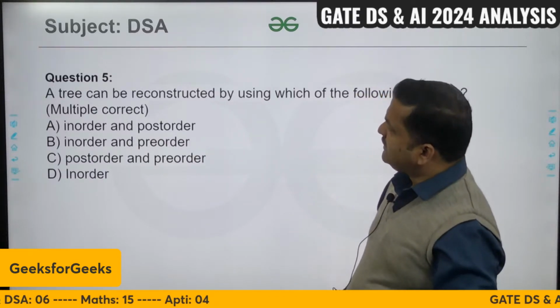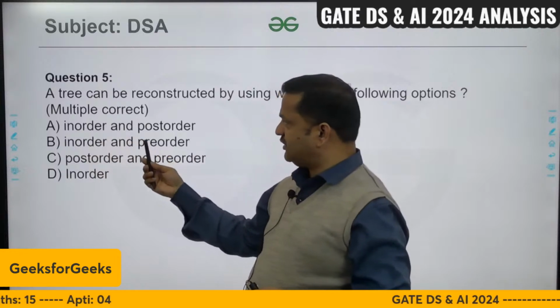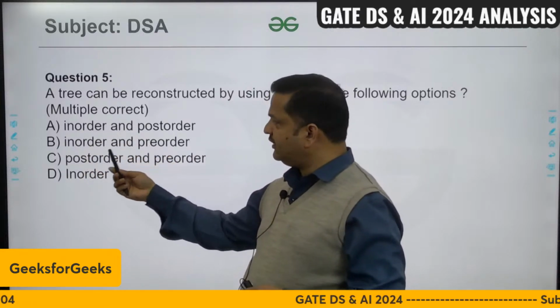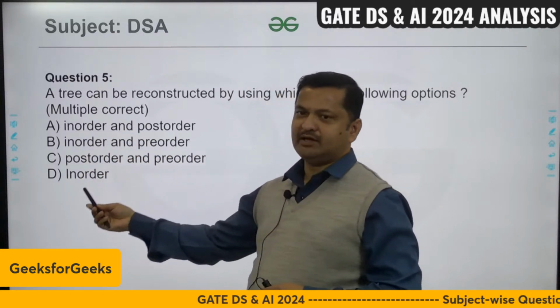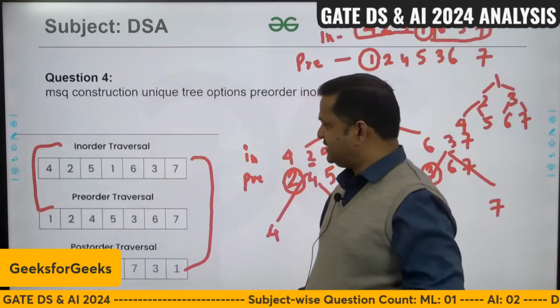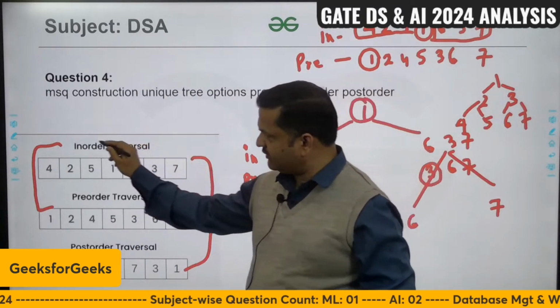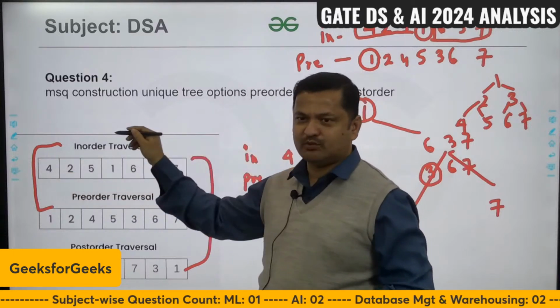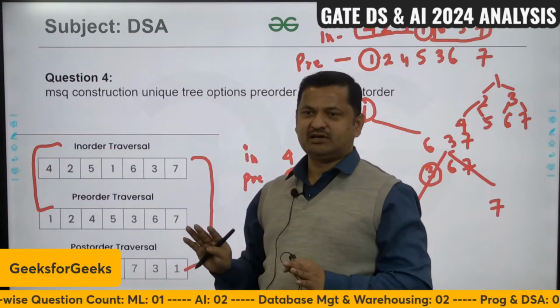So we have the options here: in-order with post-order, in-order with pre-order, and pre-order with post-order. Now let me go back to the previous question and see: if we have only in-order, if we have only the in-order sequence, we cannot trace the entire tree.